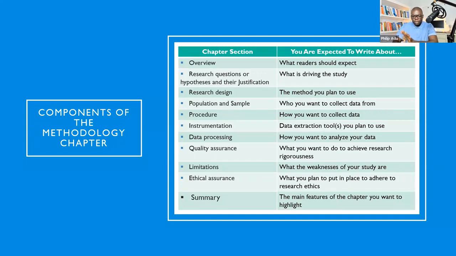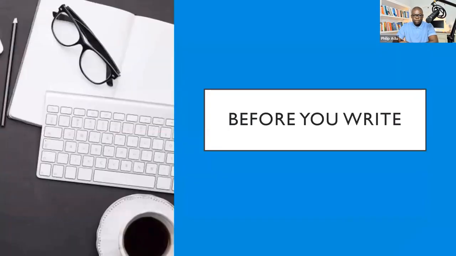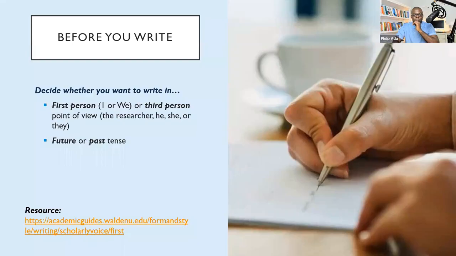I'm going to try to break it down so that you know what you have to write under each of the sections. Before you write, you have to think about these things. Are you going to write in a first person point of view or a third person point of view? Are you going to write in the future tense or past tense? Let's start with whether you want to write in first person or third person.